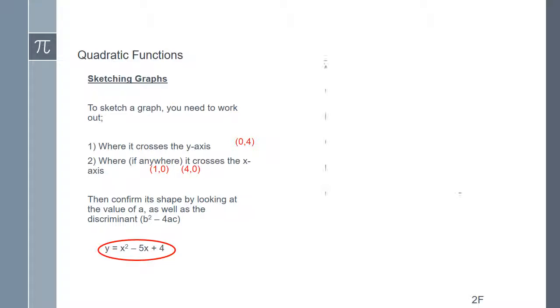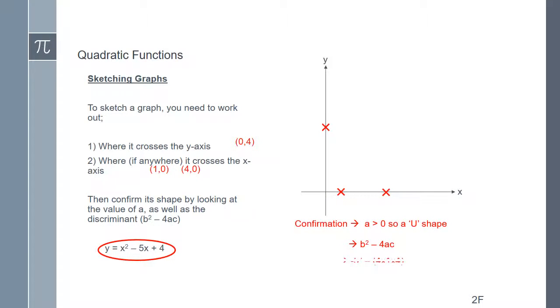Our final thought is, what is the shape? Well, it's x squared, so a is bigger than 0, a is 1. So that means it's going to be a U-shaped graph that cuts the y-axis at 4, cuts the x-axis at 1 and 4. We know the discriminant is positive, so we know there are two solutions, so the graph will look like that. And in an exam, make sure that you label all the values on the graph: (0, 4), (1, 0), (4, 0).